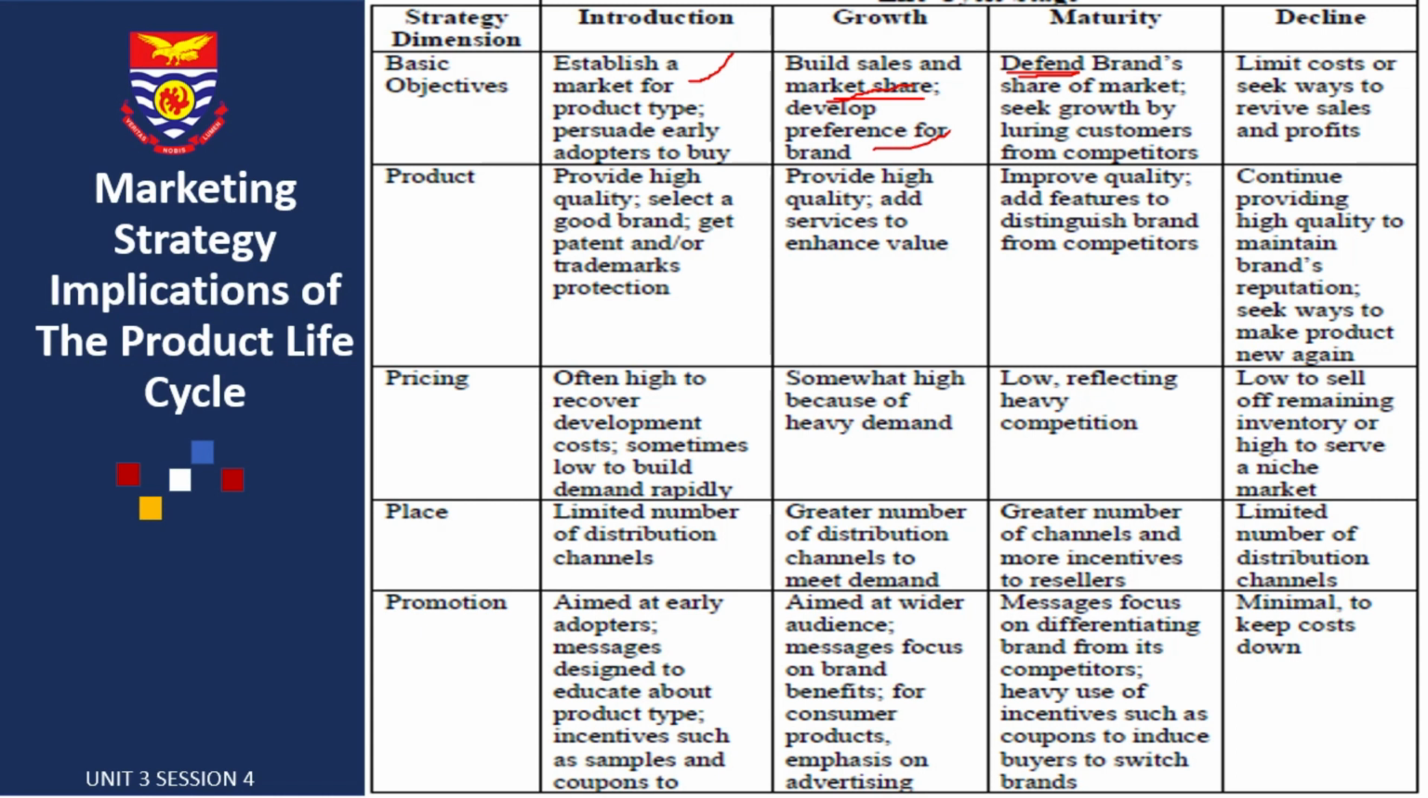You realize that at this very stage, most competitors do set in. So once you don't price the product with a very low price, people will switch to the product of your competitors. At the declining stage, prices are mostly low in order to get rid of the product. It is low to sell off remaining inventory or high to serve a niche market. Sometimes the products are being priced low so that the customer can get his or her hands on it.